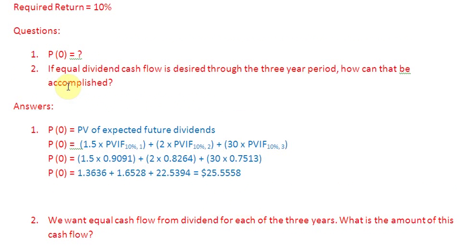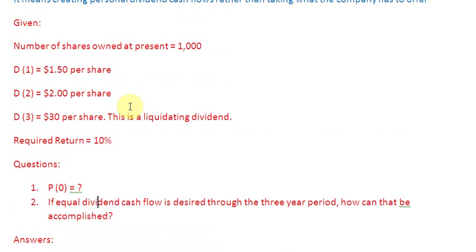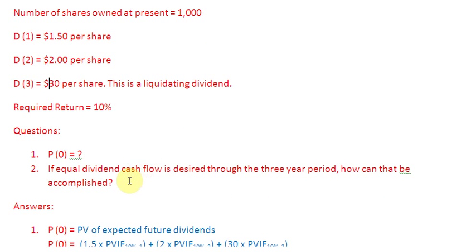So now we are on to our second question, which is if we wanted to have equal dividends in each of the 3 years, then what would we do? We are going to have to find out, first of all, what this equal dividend amount would have to be. We don't know that. We know that the dividend in the first year declared by the company is $1.50. In the second year it's $2 per share, and the third year is $30 per share. But if we have set ourselves an objective of receiving equal dividends throughout this 3-year period, then what is that equal dividend amount? We need to find out the dividend amount first.